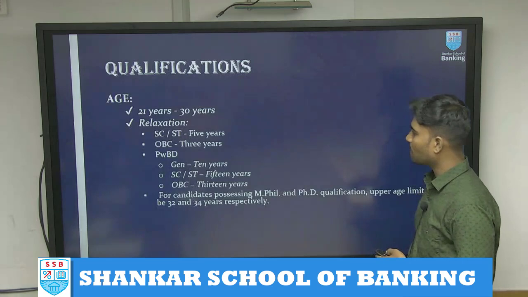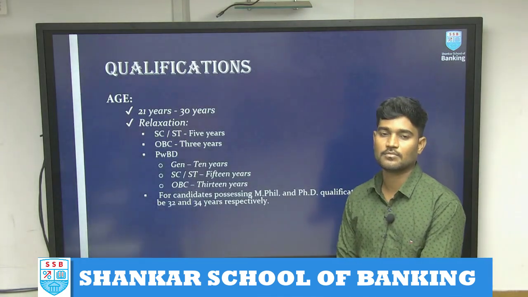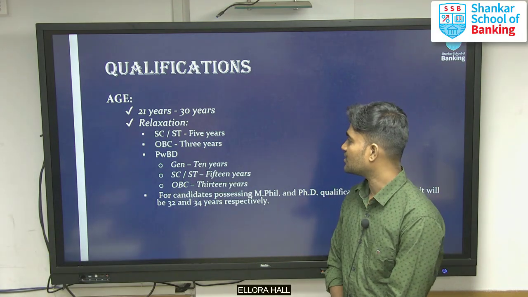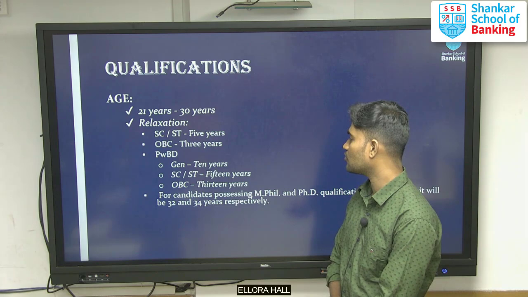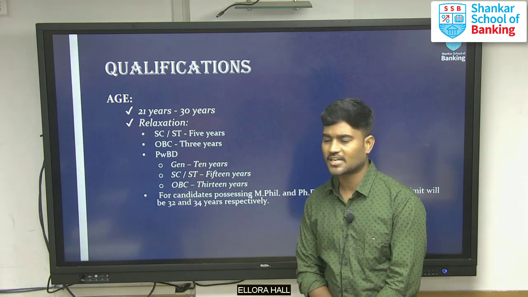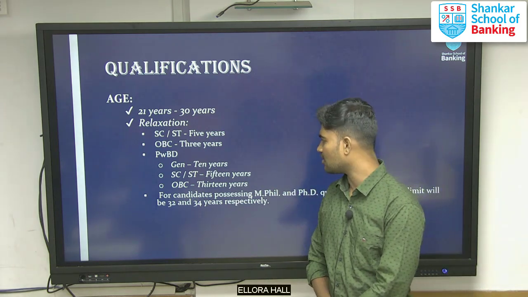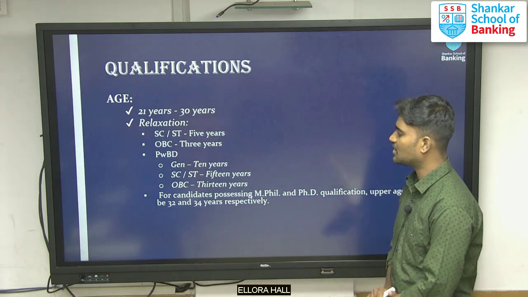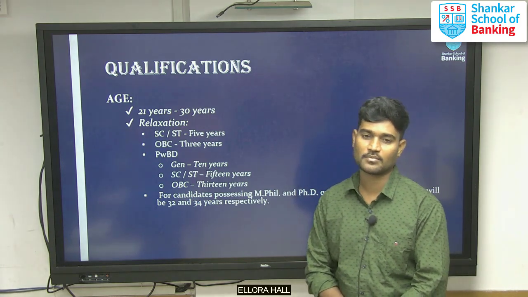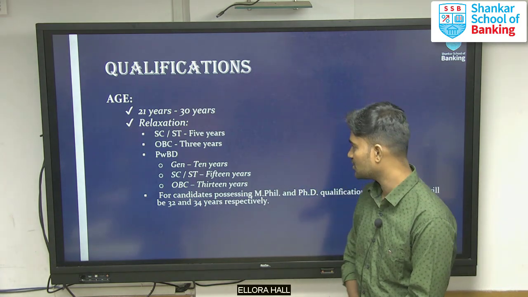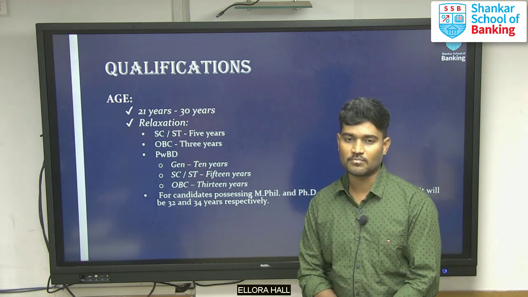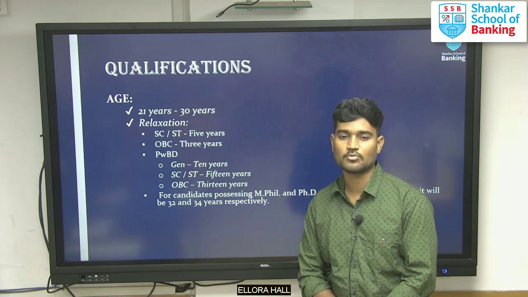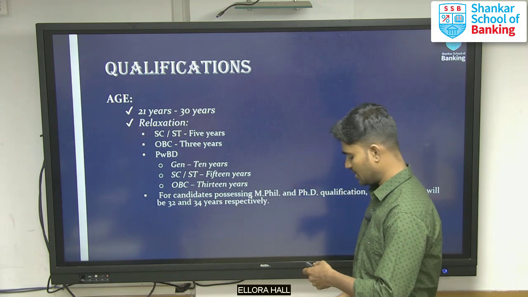Next, the age criteria. The minimum age is 21 years and the maximum is 30 years. Age relaxation: SC/ST 5 years, OBC 3 years, PwBD in the general category 10 years, SC/ST PwBD 15 years, and OBC PwBD 13 years. With OBC relaxation of 3 years, you can write up to a maximum of 33 years of age. But those belonging to the general category can write only between 21 and 30 years. So that is the age criteria.